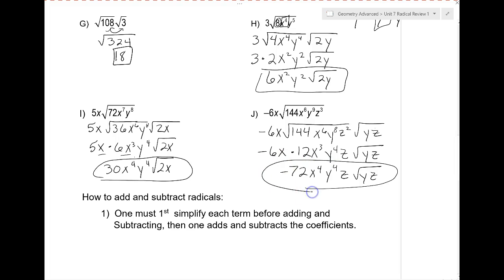Kind of complicated, but easy to simplify perfect square numbers. All right.